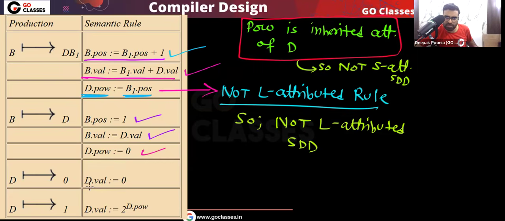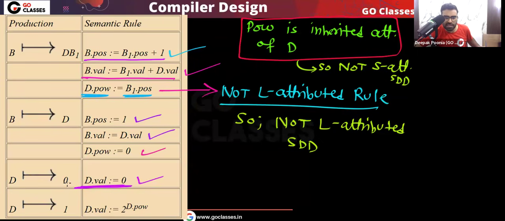This is a synthesized rule. Here you can see this is a synthesized attribute because you are defining this attribute of D. D is on the LHS. So this is a synthesized attribute of D. Synthesized attributes are allowed in L attributed definition. So this is also an L attributed rule.